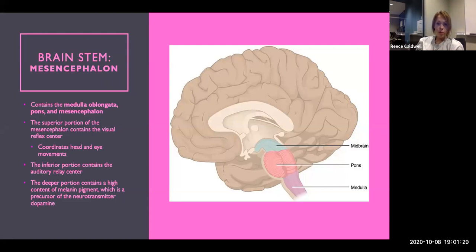The inferior portion of the midbrain contains the auditory relay center, so like hearing. And then the deeper portion contains a high content of melanin pigment, which is a precursor of the neurotransmitter dopamine. So the deeper portion of the midbrain has functions with dopamine release, which relates to things like depression and anxiety. But for this, just know that the brainstem is the midbrain, the pons, and the medulla.